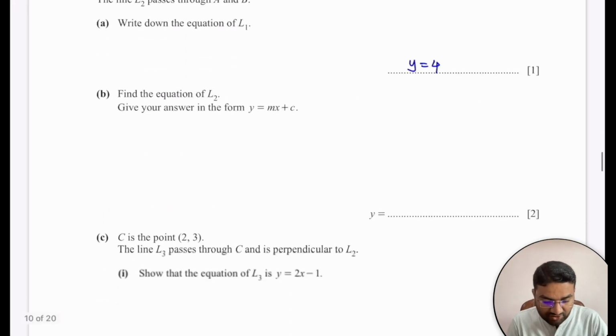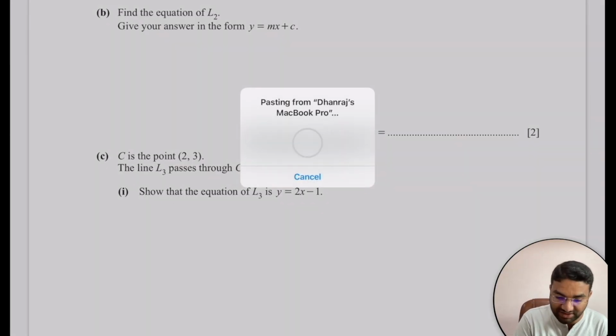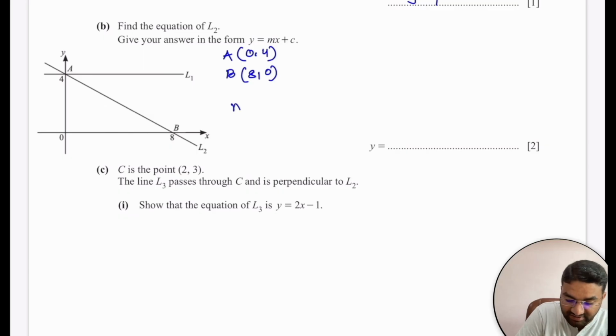That's it. Next, moving on to the second part. Here, find the equation of L2. Give your answer in the form y is equal to mx plus c. So first of all, we will take this image here so that it will be easy for us to solve the example. We have to find the equation of this L2. Fine. To find the equation of L2, we know A is (0,4) and B is (8,0). First of all, use the gradient equation. Gradient is equal to y2 minus y1 upon x2 minus x1. Let's consider A as x1, y1 and B as x2, y2.